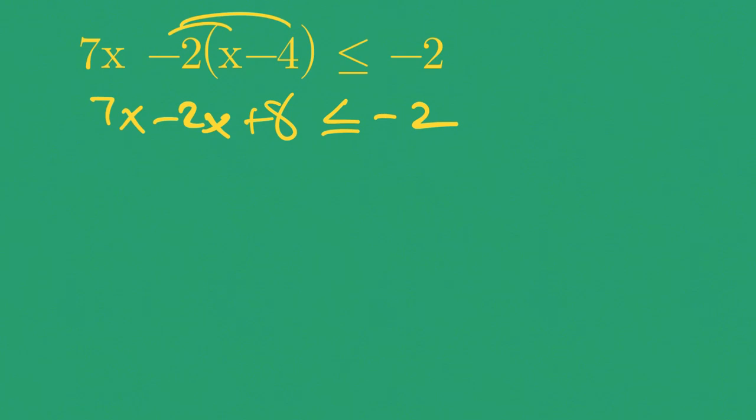All right, on the left side of this, we've got a couple terms that are like, 7x minus 2x. Combine those as is. What's 7x minus 2x? 7 minus 2. There you go. So 5x plus 8 less than or equal to negative 2. Combine what you can on one side. Get that left side as simple as possible before we start moving stuff around.